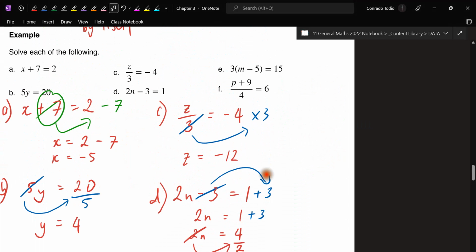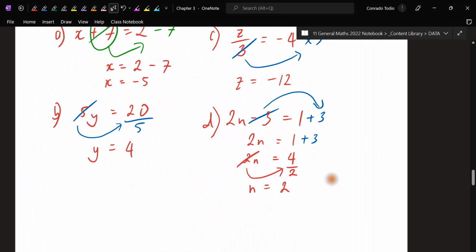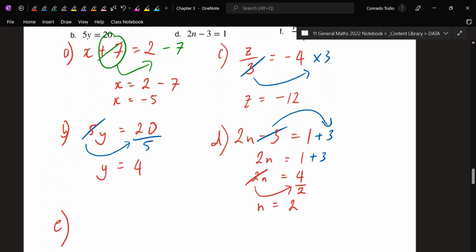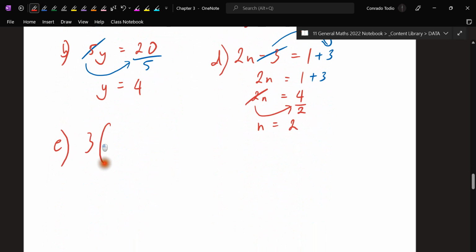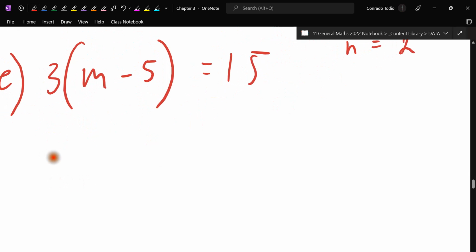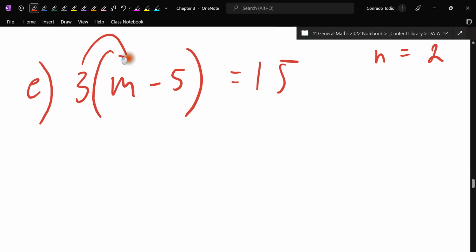All right, let's try a couple more, E and F, and then I'll show you how to do this on the calculator, okay? So for E, the formula is 3m take away 5 equals 15. Okay, when you get a question like this, always expand your equation first. Don't just start chopping and changing things. It's always good to expand. So this is going to be 3 times m and then 3 times negative 5. So that would be 3m take away 15 equals 15.